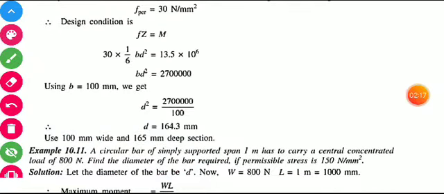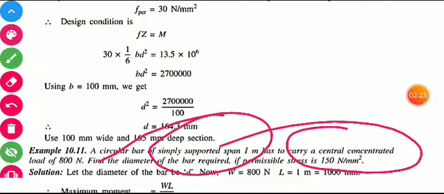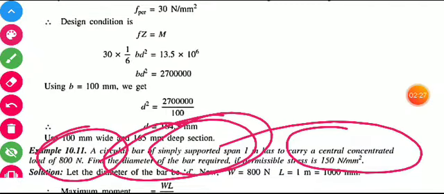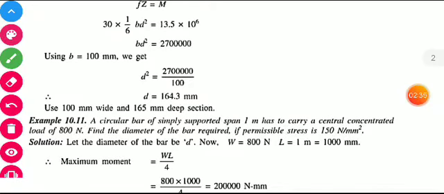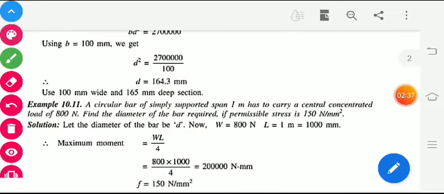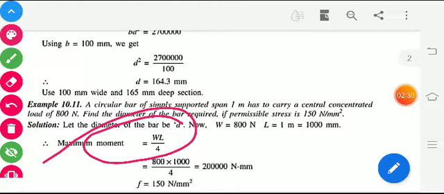The values given in this question: a circular bar, simply supported beam, 1 meter span, central concentrated load of 800 newton, the required diameter is to be found, and the permissible stress is 150 newton per mm square. First thing, the maximum moment is WL by 4.